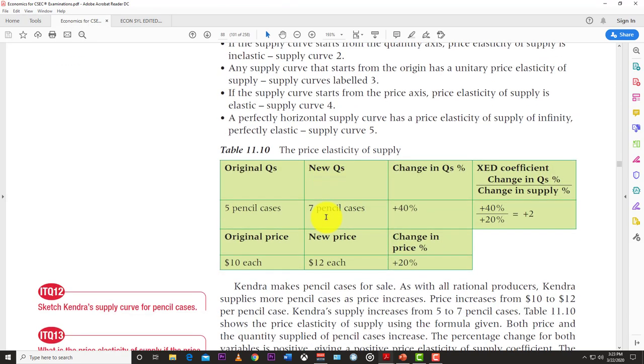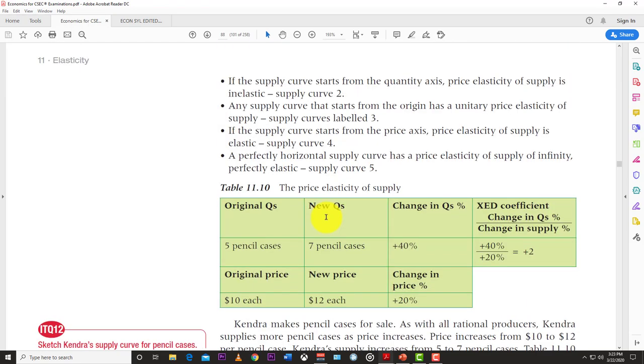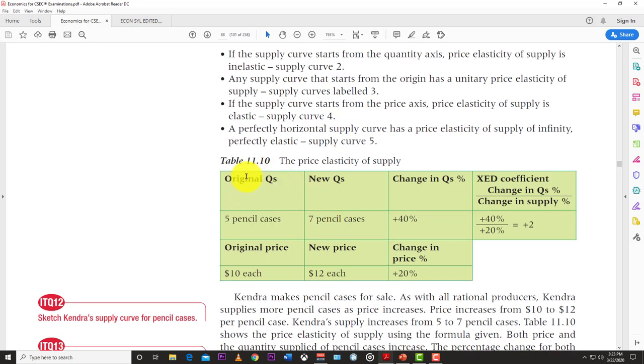All right, so let's try to plug everything in. So look at this, they have an example here. You have the 5 pencil cases, and you have 7 pencil cases, and we are talking about the new price versus the old price. So the original price was $10. Price went up to 12, and when price goes up, supply goes up. And so you do the same as you did before, where you take the new minus the old. So the new is 7 minus the old 5, you get 2. And so you put the 2 over the 5.